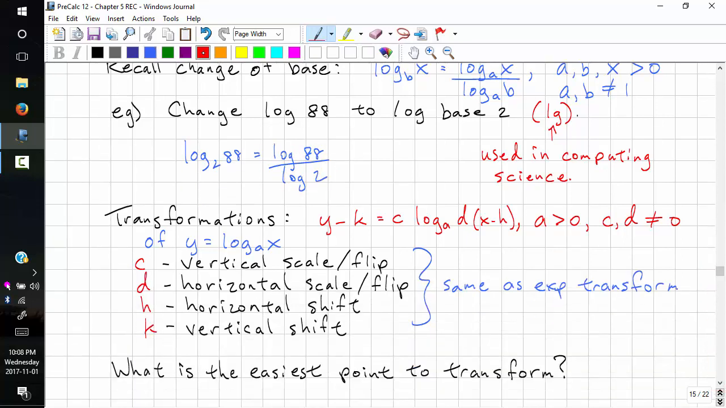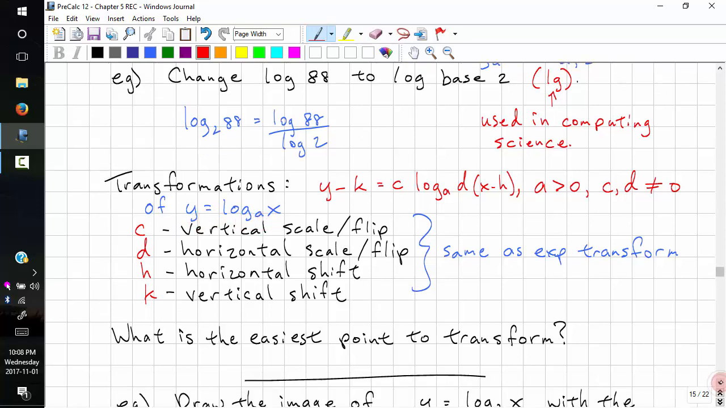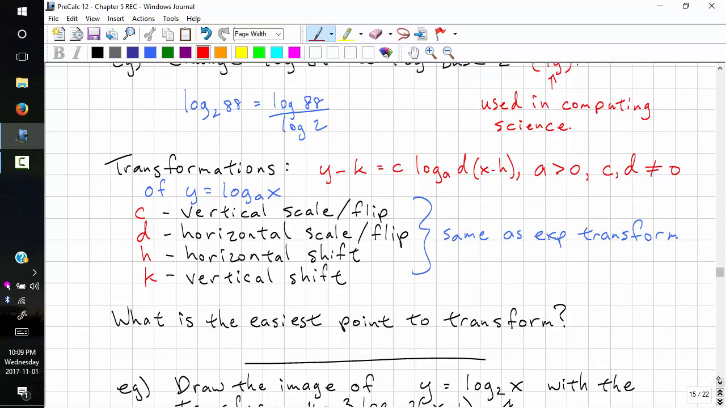Okay, transformations use the same letters as exponentials. We have y minus k equals c log base a of d times, in brackets, x minus h, where a is positive, c and d cannot equal 0. And we're transforming the base function, which is y equals log base a of x. And again, c is vertical scale and flip, d is horizontal scale and flip, h is horizontal shift, and k is vertical shift.